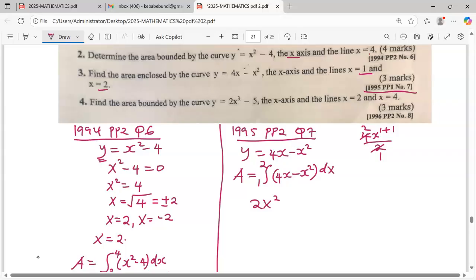Then we are also going to integrate x power 2. You are going to add 1 to the power so that we get minus x cubed, then divide by the total new power.